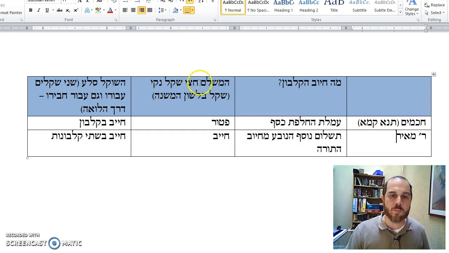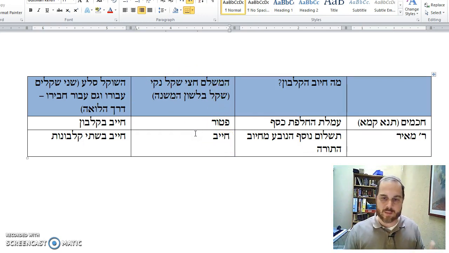So therefore, a person who pays the chatzi shekel, the right amount, he's still chayav in the kalbon because it's part of the essential payment. And if you pay the sela for yourself and your friend, then you have to pay 2 kalbonot. That's Rabbi Meir's opinion.